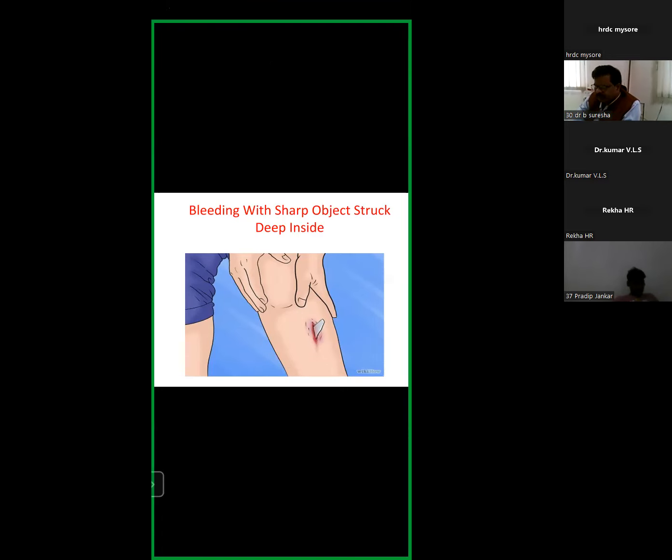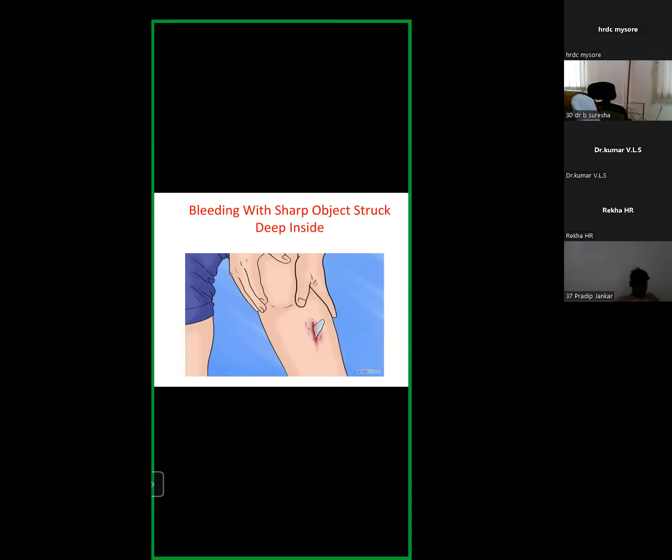So please remember, bleeding with a sharp object penetrating deep inside, please don't take it out. In the movies, you may have seen that it's being taken out. If somebody has a sharp penetrating object stuck deep inside the body, they try to remove it. Don't remove it. Never remove it. If you remove it, you cannot control the bleeding. Even if it is a rusted piece of metal after a building collapse, after an earthquake, never try to pull it out.